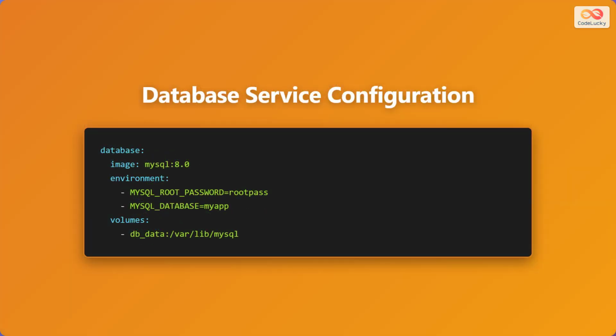Now let's configure the database service. Here we are using MySQL version 8.0. We set the environment variables for the MySQL root password and the default database name. These environment variables configure the MySQL instance upon startup. We also create a volume named db_data to persist the database data. This volume maps to the /var/lib/mysql directory inside the container, ensuring that the data is stored outside the container's file system and is not lost when the container is stopped or removed.